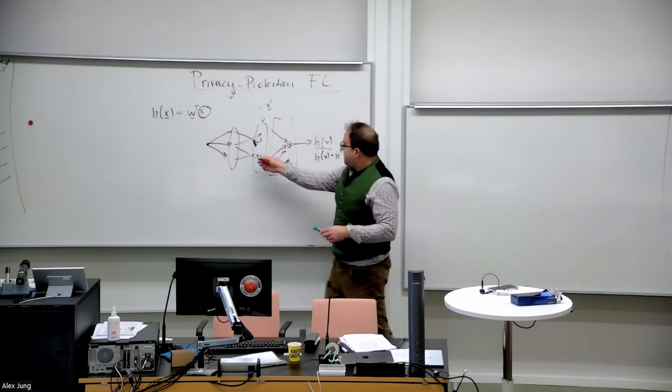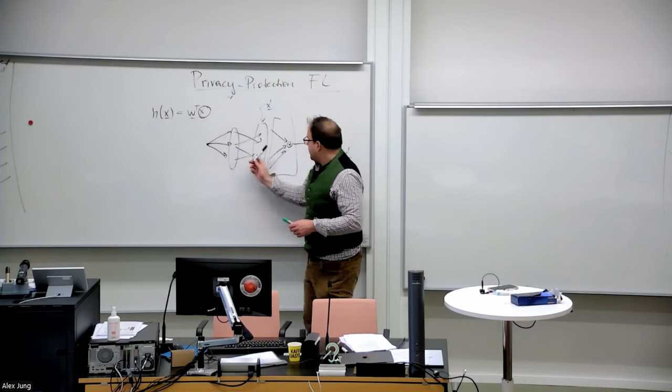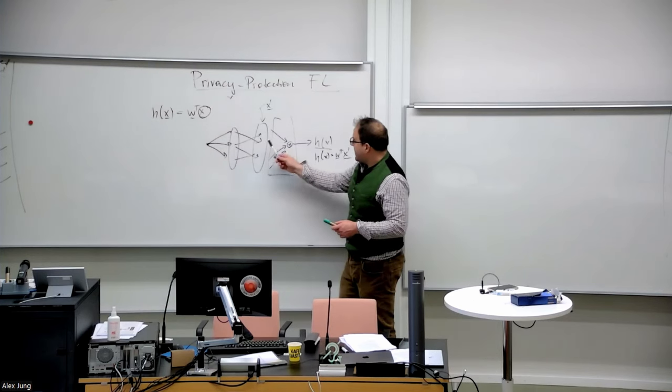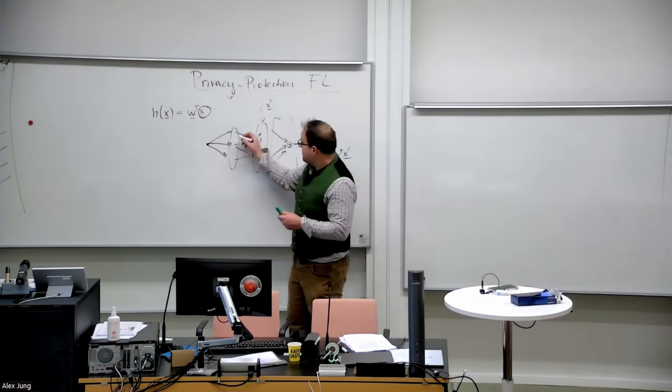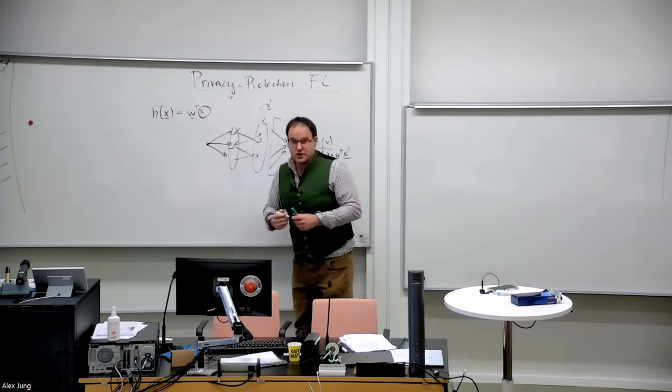Very good point. If these neurons were linear, they would just weight the inputs and add up, and then you would end up again with a linear map. So you need to have nonlinear activation functions.